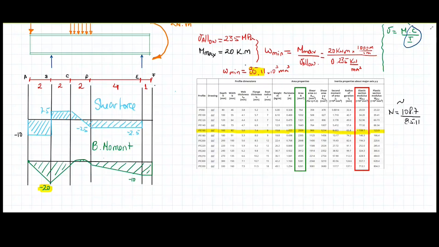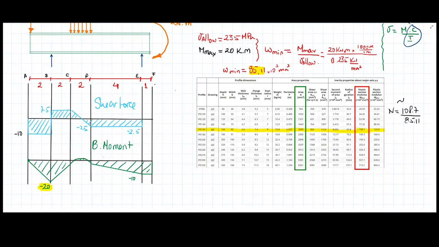Now it looks good. So again, if the problem would be only to select a section that meets the criterion to not yield, this would be over. This would be the end of the exercise. Now, let's check the most tricky part, which is the deformation of this. What questions do you have so far? None. Okay.